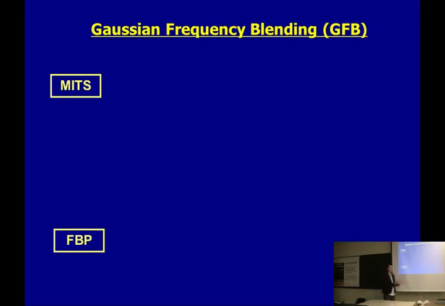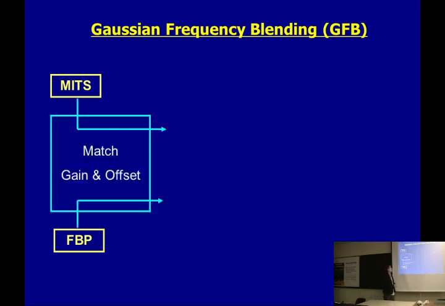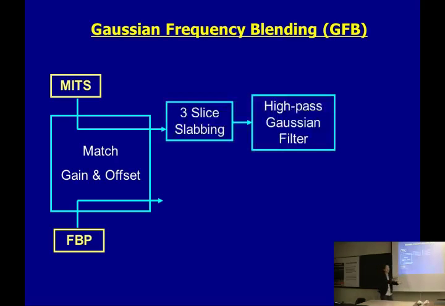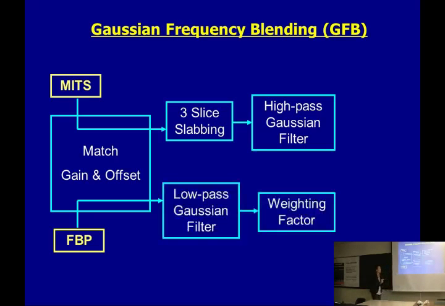We can also blend different algorithms together. For example, if we find one algorithm has better high frequency components and another one has better low frequency response, we can try to combine them together to get a better reconstruction. For example, we have the matrix method and the filter method. We can match those two, match the gain and offset. Then we do the sliding, basically averaging the neighboring slices and using Gaussian filters to blend. Finally, we get our blended algorithm.